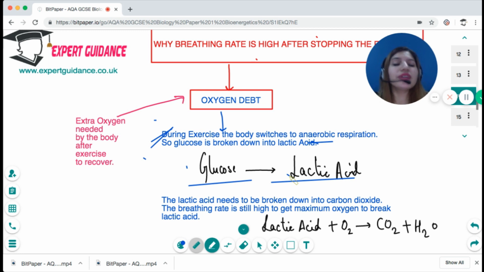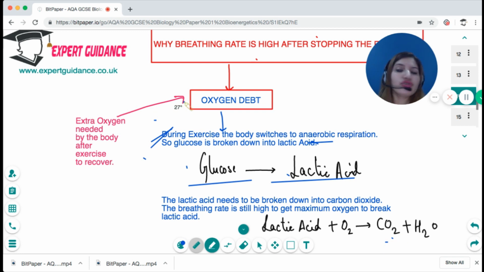It needs to be broken down back into carbon dioxide and water with oxygen. So your body has an oxygen debt, so that even after you have stopped exercising, your breathing rate will continue to be high until this lactic acid gets broken down into carbon dioxide and water. So this is what happens after exercise.